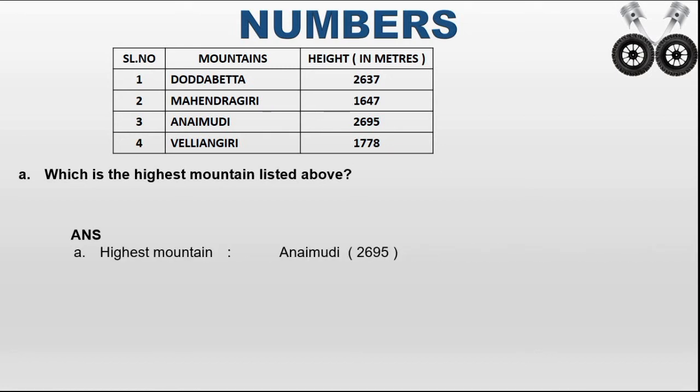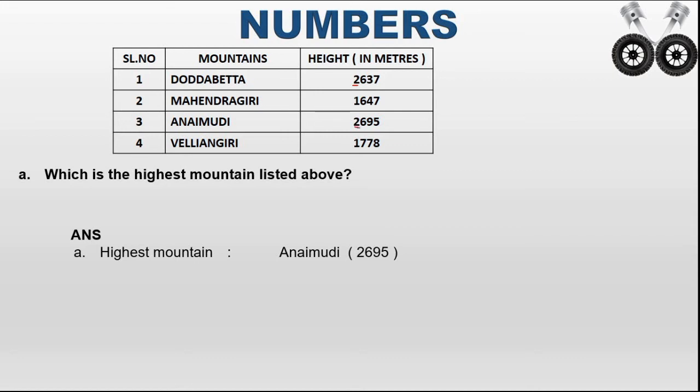So we have to compare. What are the rules? First we have to compare the number of digits. Each has 4 digits. So if the digits are the same, what is the next rule? We have to compare the first number. When I compare the first digit, here 2, 1, 2, 1. So two mountains have the highest first digit.